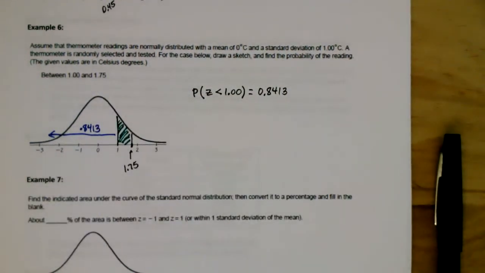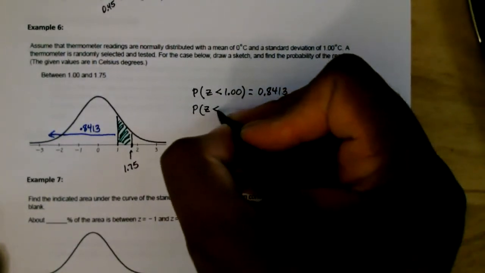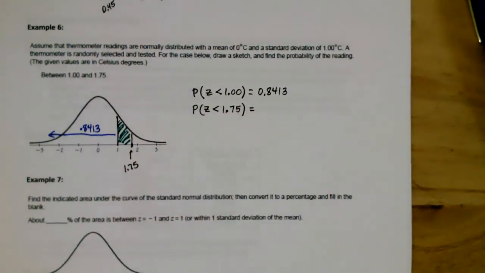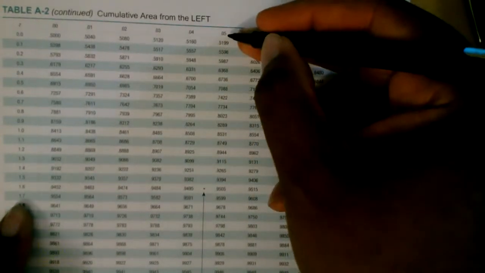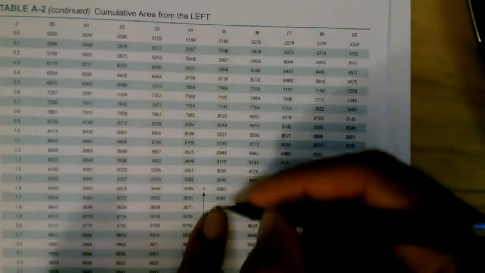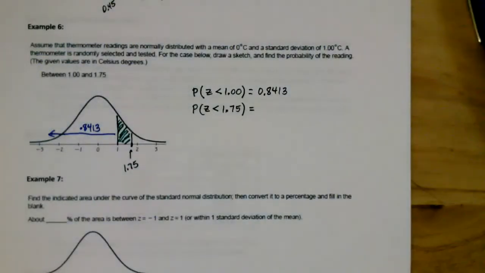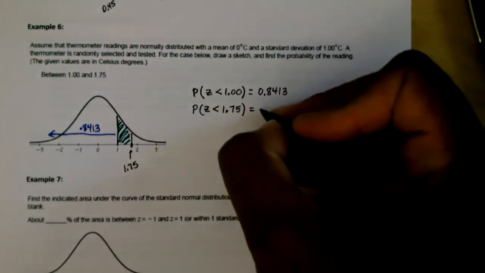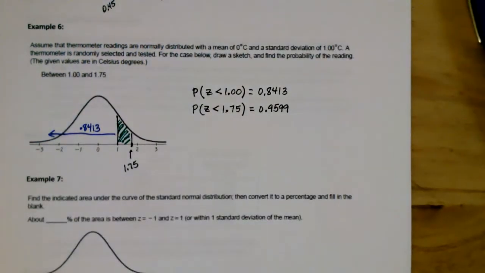And now for 1.75, we're going to find its probability. So going back to table A-2, we're going to find 1.7, which is right here, and then 0.05 is right here. When we read across and down, you'll see that it is 0.9599.